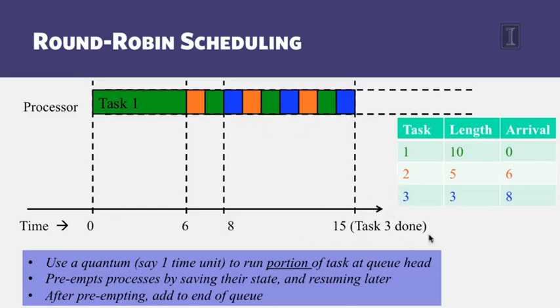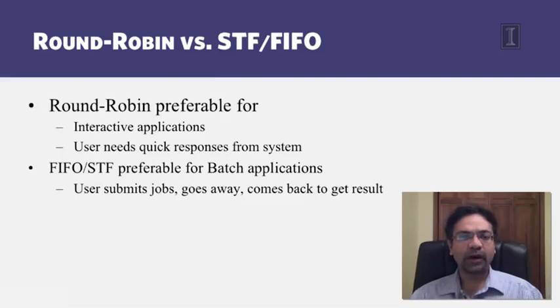And so task 3 is actually done at time 15. Okay. So after this, you have only task 1 and task 2 to cycle through, so you round robin through them, and then this continues for a while. At this point of time, actually task 1 is done at time instant 17. Round robin essentially gives a fair share of the resource, the processor, to all the tasks that are present in the system. So when do you prefer round robin, and when do you prefer shortest task first or FIFO?